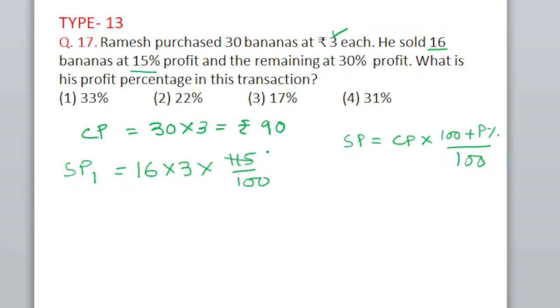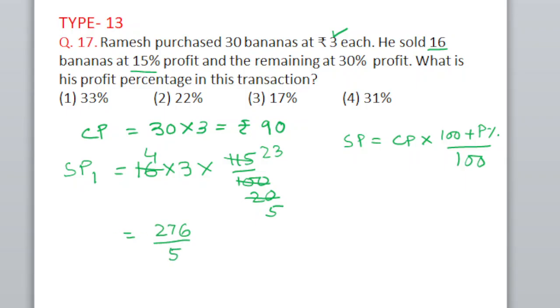So here 5. When 115 divided by 5, it becomes 23, and when 100 divided by 5, it becomes 20. Now 4 4s are 16, 4 5s are 20. So 12 into 23, so it is coming as 276 divided by 5.